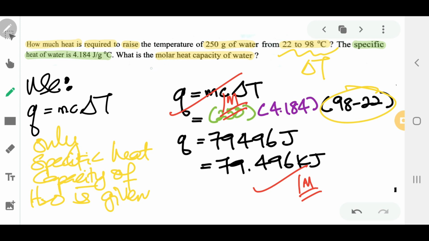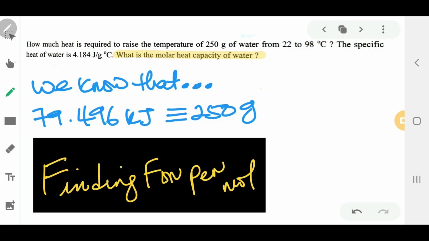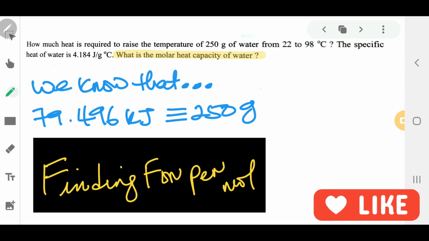Now the challenge is to find the molar heat capacity of water. When you see the word molar, it has got to do with mole. We know that to raise the temperature of 250 grams of water, you need 79.496 kilojoule. But what about for 1 mole? What about for 1 mole? So that is what the question wants over here.